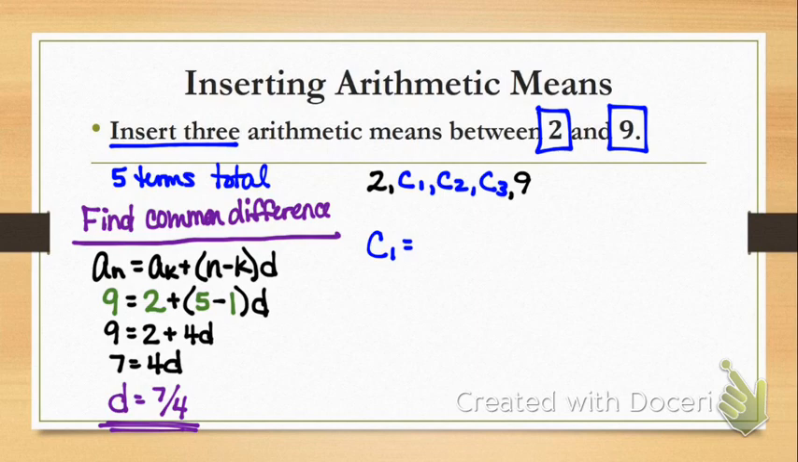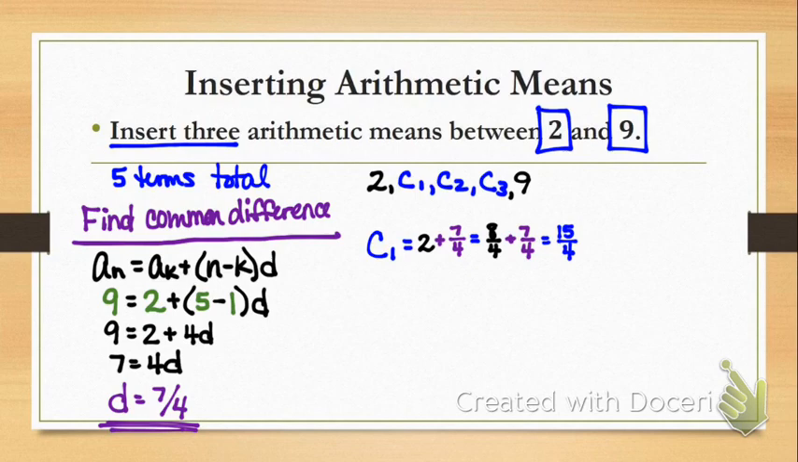Add 7/4 to 2. So 2 plus 7/4. That means I'm going to need to rewrite that 2. How do I rewrite 2 with a denominator of 4? 8/4. So 8/4 plus 7/4 gives me what? 15/4. There's the first term we were looking for.